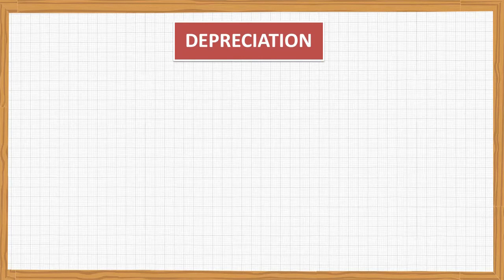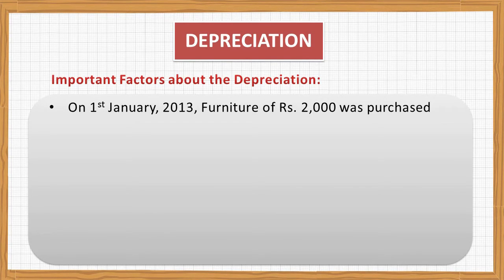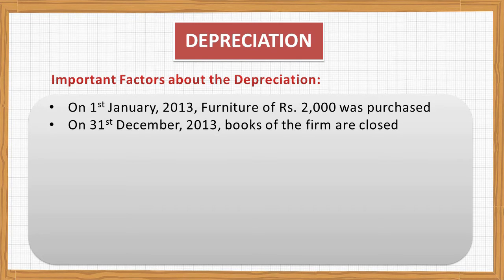About depreciation, you have already studied in detail in your previous chapter, but let me remind you of all the important factors about depreciation. Suppose on 1st January 2013, a furniture of rupees 2000 was purchased, and 31st December 2013 is the closing of the firm, meaning books are closed on 31st December 2013.